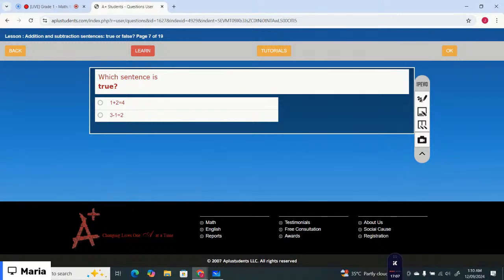Which sentence is true? 1 plus 2 equals 4, and 3 minus 1 equals 2. Which is the correct option? The correct option is option number 2, because 1 plus 2 is not 4, but 3 take away 1 is 2. Option number 2 is the correct option.